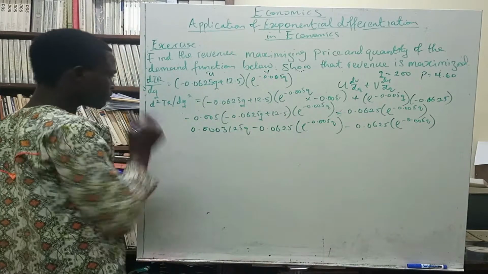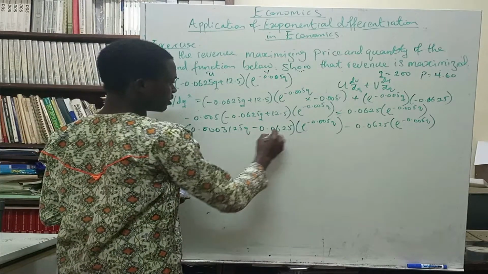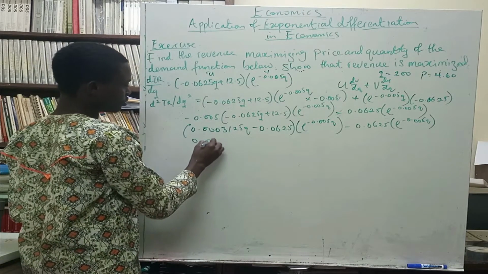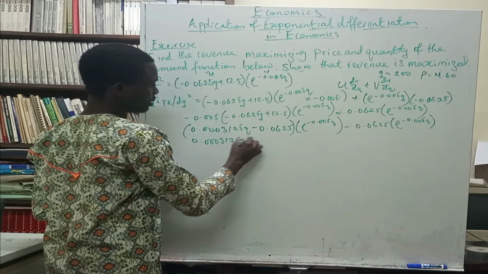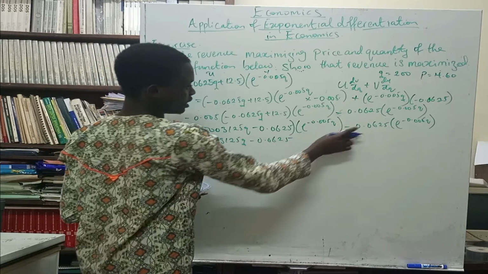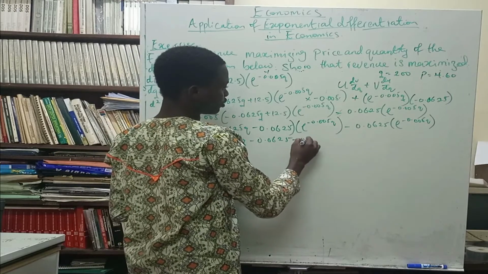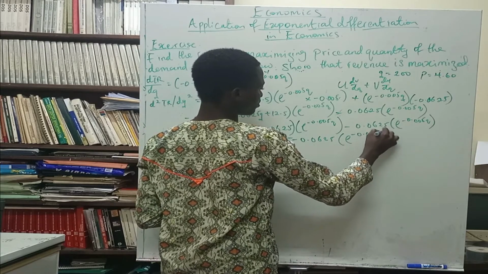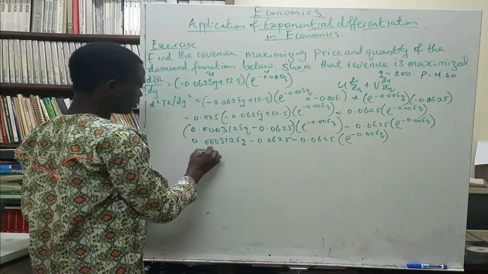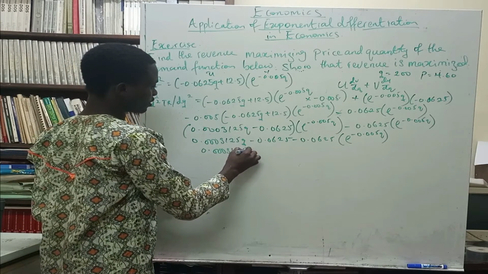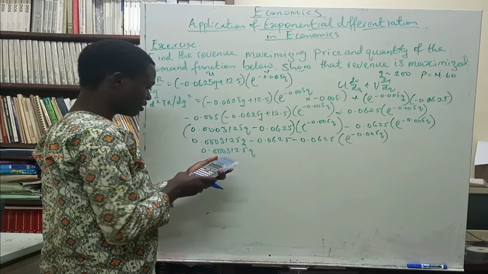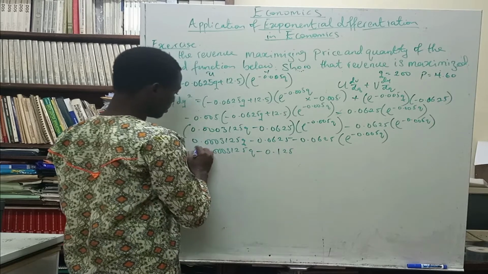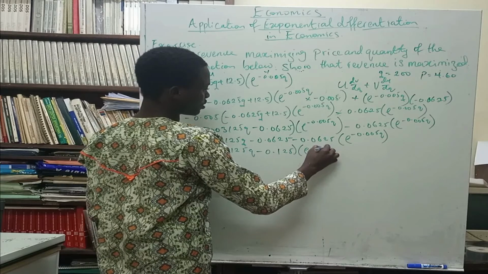Okay, so we can just take this and this, so we have 0.0003125 Q minus 0.0625, and this is a minus here, so minus 0.0625, and everything into bracket e raised to power minus 0.005 Q. So we have 0.0003125 Q minus, it's more or less like 2 times, so minus 0.125, everything into brackets e raised to power minus 0.005 Q.